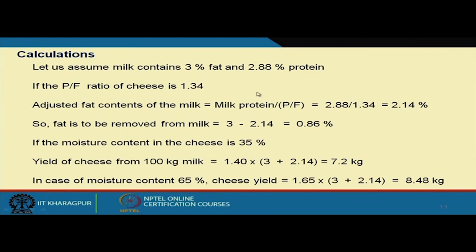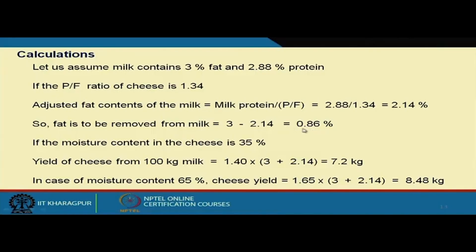Suppose we want 2.88%, so 2.88% is the milk protein. If you divide by the protein by fat ratio, 1.34, we can easily find out how much fat is required. So that is required 2.14. The fat content in the milk is 3%. So how much fat should you remove? 3 minus 2.14, that is 0.86%. So this fat can be easily removed from the milk.